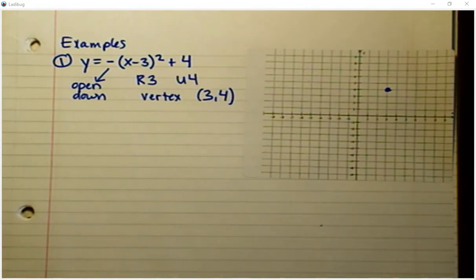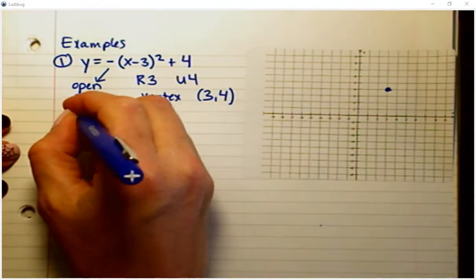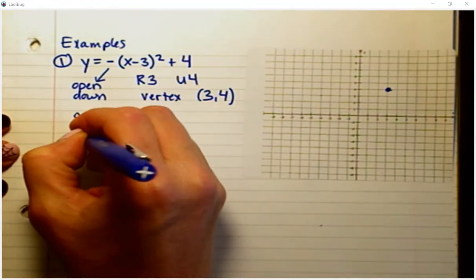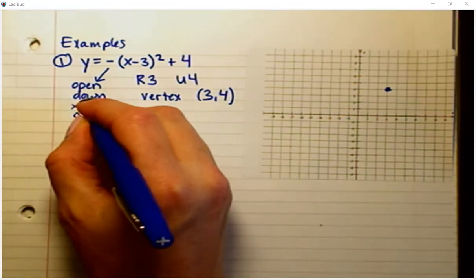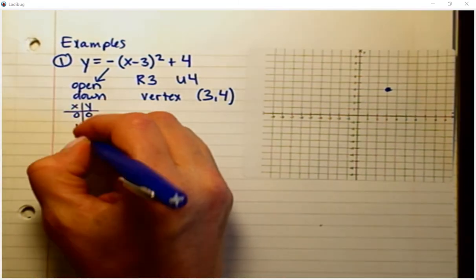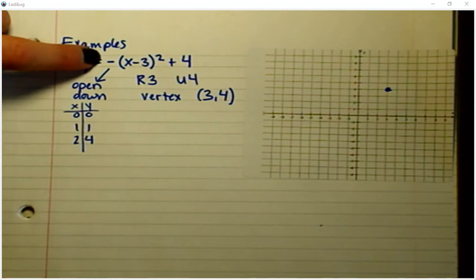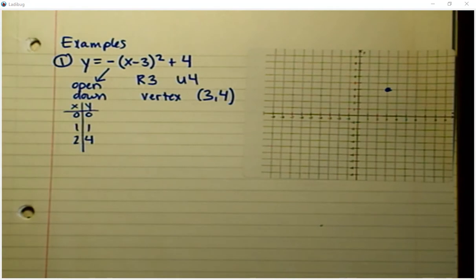Now I'm going to jot down those parent function points I've committed to my memory. 0, 0, 1, 1, 2, 4, 3, 9, 4, 16. I'd only keep drawing more if I actually need more. X, Y. And I know it's opening down because of the negative, so I'm not going to multiply the negative. I'm just going to make sure I'm counting down.